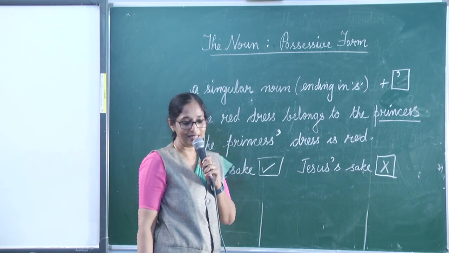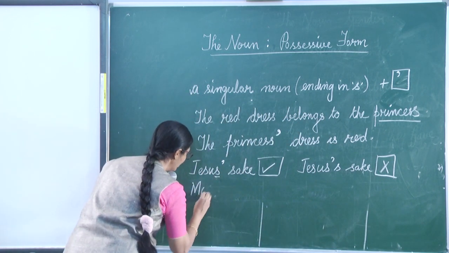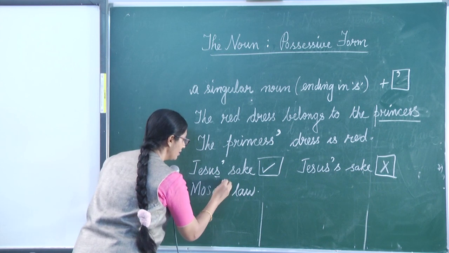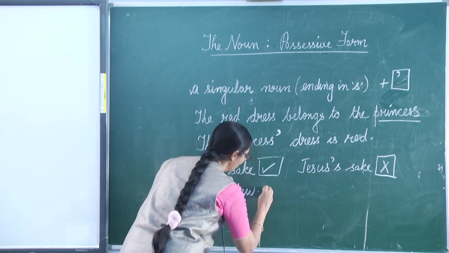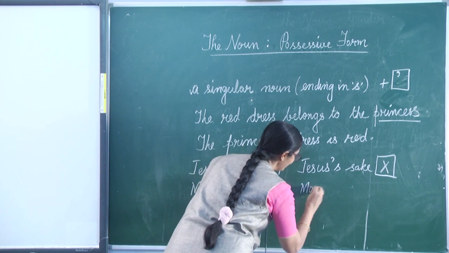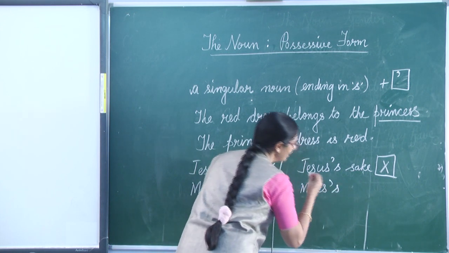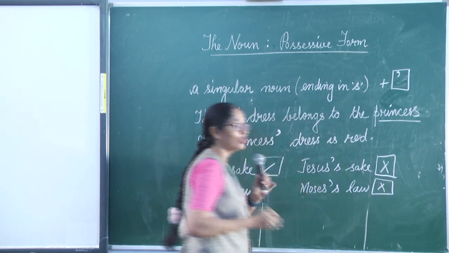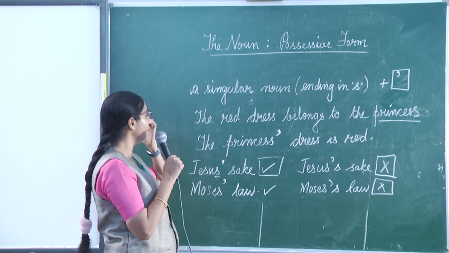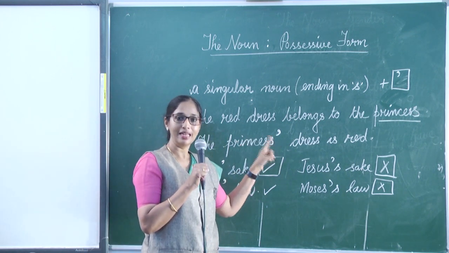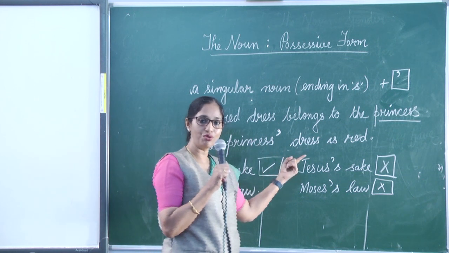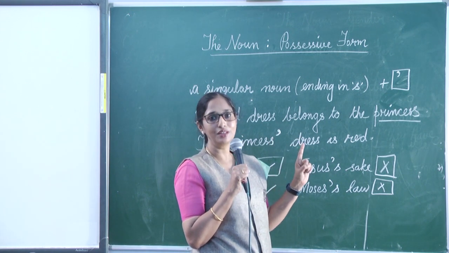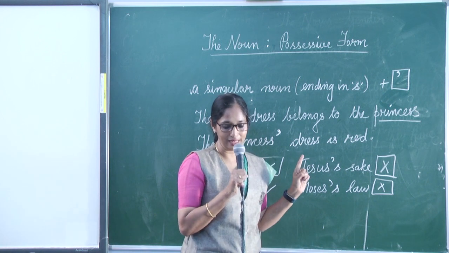Understood the mistake? Again, coming to another word, Moses' law. Moses is the name of a person. Moses' law, this is correct. If we write like this, Moses apostrophe s, then it is wrong. So you need to be very careful. If the noun ends in s in the singular form, if you want to show the possessive form, you need to put only an apostrophe after the noun to show the possessive case.